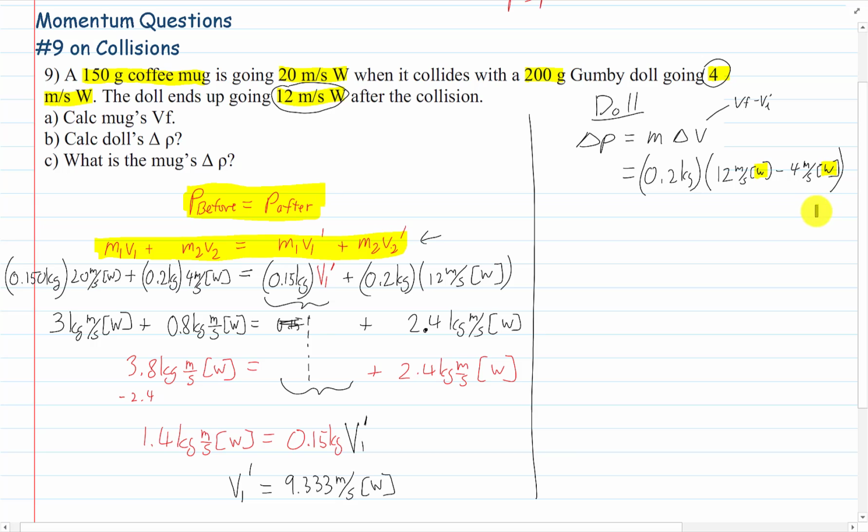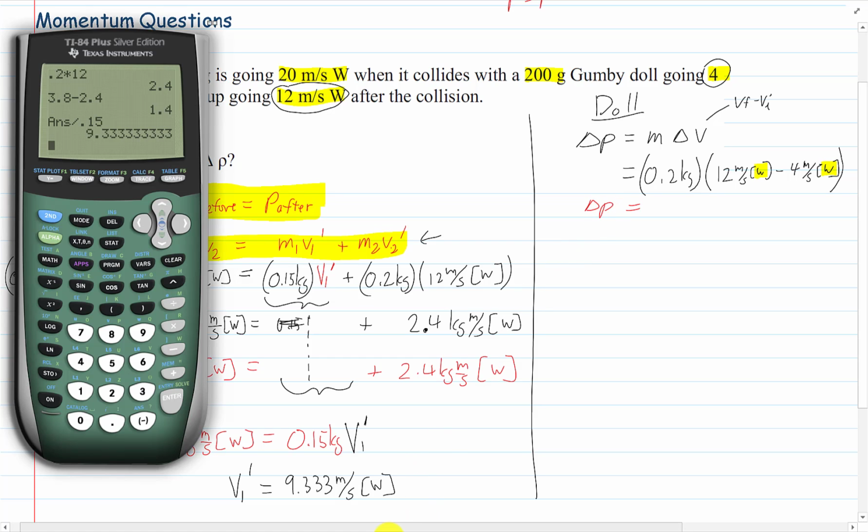In a lot of collisions, to make it difficult, I make it change direction, and people don't catch that. If it does change direction, then you would actually have to add them. So this is going to be 8 times 0.2, and that means its change in momentum is 1.6 kilogram meters per second west.